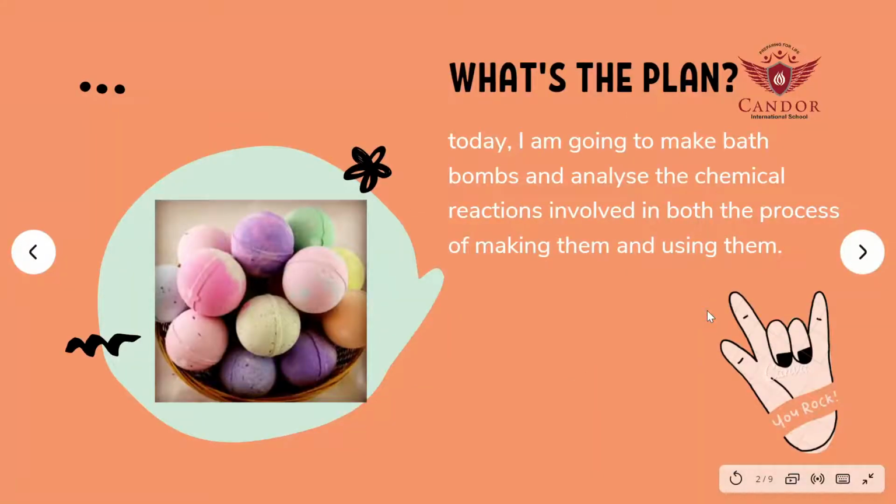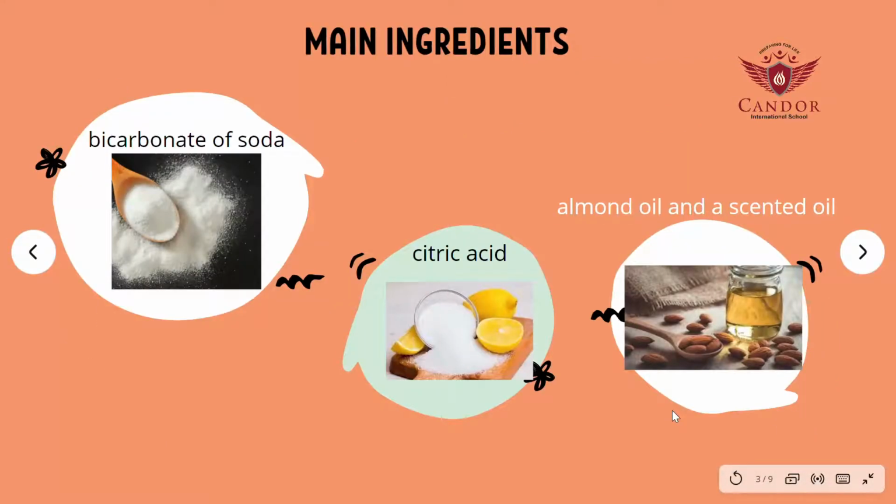So, what's the plan? Well, today I'm going to make bath bombs and analyze the chemical reactions involved in the processes. So, the main ingredients are bicarbonate of soda, which is baking soda, citric acid, which you can find in lemons, almond oil, and essential oil.